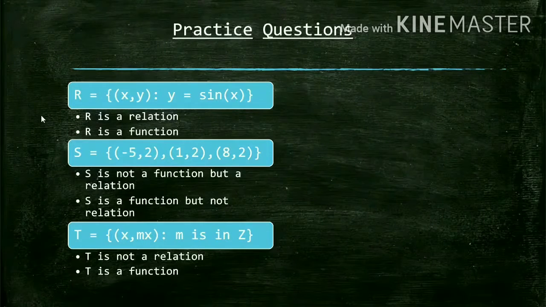So first question: let R be the set of pairs (x, y) such that y equals sin x. First option, it is a relation. Second, it is a function. Second, S contains these three pairs, and giving you these two options, whether it is a function but not a relation, or a relation but not a function. And third one is T equals the pairs (x, mx), where m is in Z. Here Z means the integers, right? And the options are that it is not a relation, and second, it is a function.